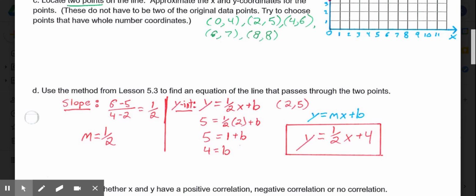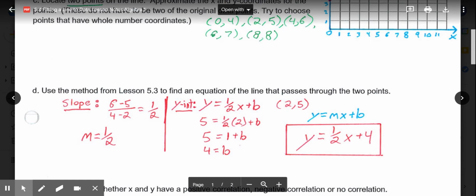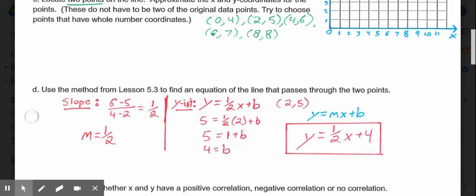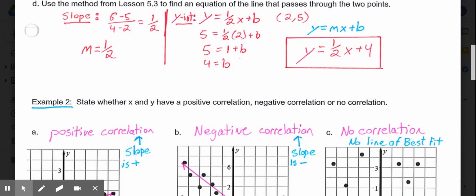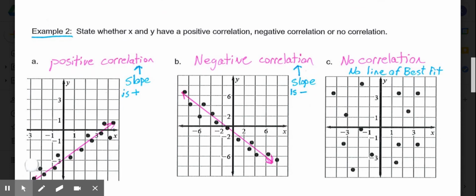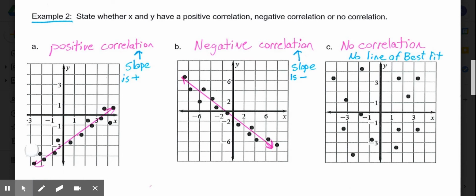So once you draw the line, get 2 points off of it, and the rest of the process is the same as lesson 5.3. In example 2, they say state whether x and y have a positive correlation, a negative correlation, or no correlation. So 3 examples of each.